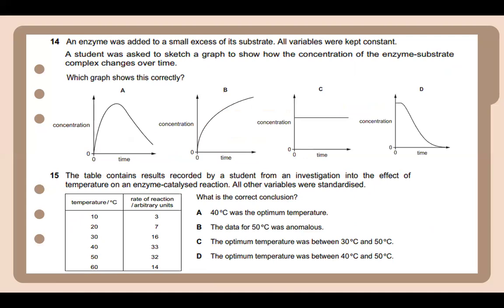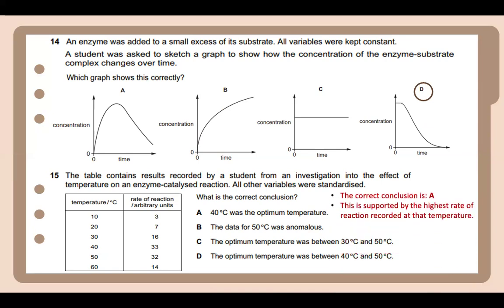An enzyme was added to a small excess of its substrate. All variables were kept constant. The student was asked to draw a graph to show how the concentration of the enzyme-substrate complex changes over time. Which graph shows this correctly? The answer is D. The table contains results recorded by a student from an investigation into the effect of temperature on an enzyme-catalyzed reaction. All other variables were standardized. The correct conclusion is that 40 Celsius was the optimum temperature, and this is supported by the highest rate of reaction recorded at that temperature.